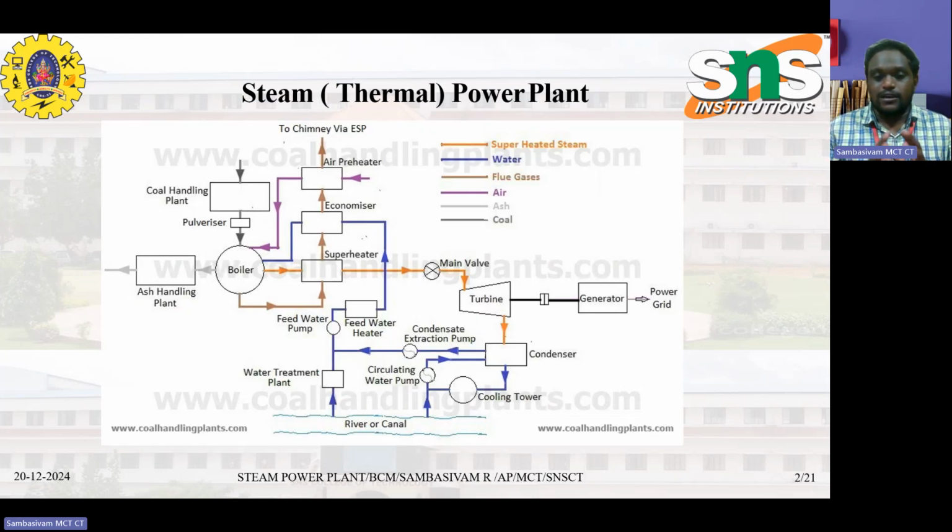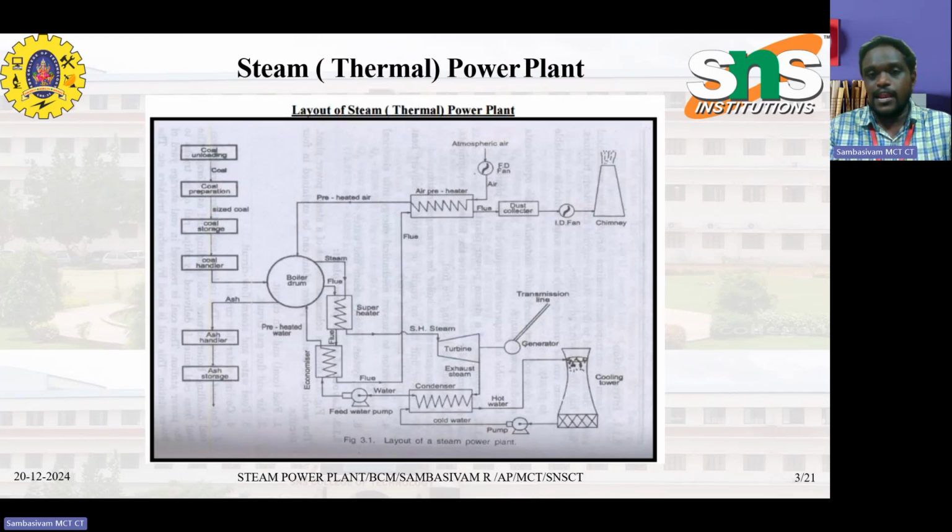The basic structure of a coal power plant, how it has been transferred. This is the entire layout of the steam power plant structure. These are the most important things to understand the capabilities and how it has been transferred.